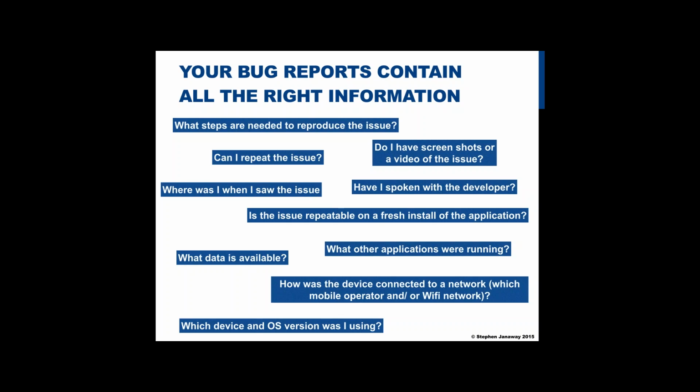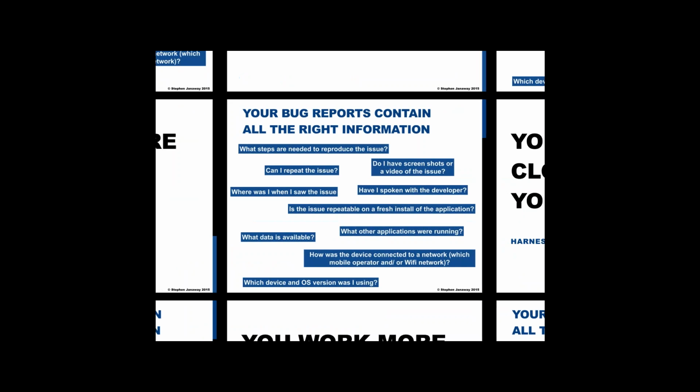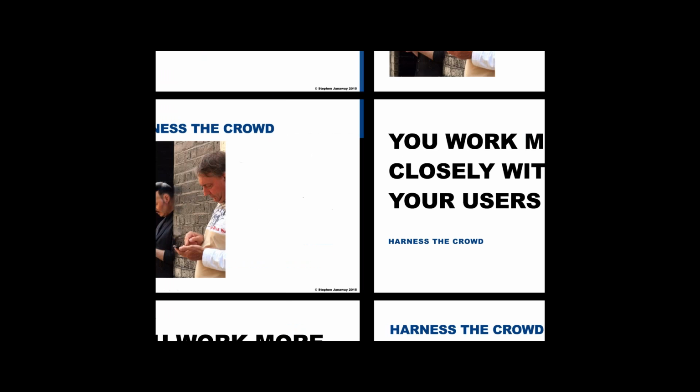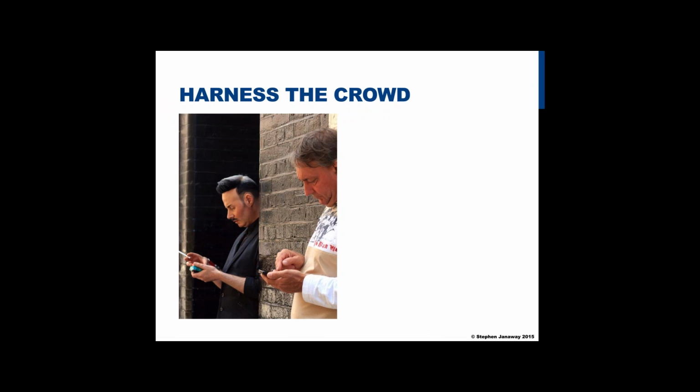So I've spoken about how you do your testing. Let's think now about how you get involved in areas that maybe you wouldn't be quite so likely to in more traditional testing. So, for example, you might work more closely with your users. You may harness your crowd. So you may harness the internal crowd. You may harness other people's crowds through, say, a crowdsourcing company. And harnessing the crowd is a great way of getting involved in areas you wouldn't normally get involved with.